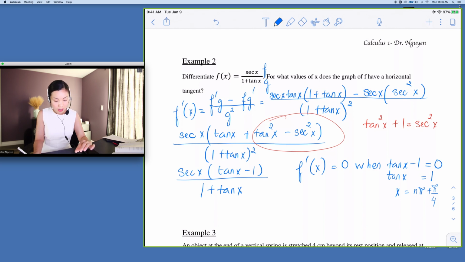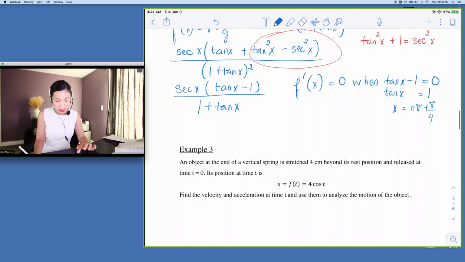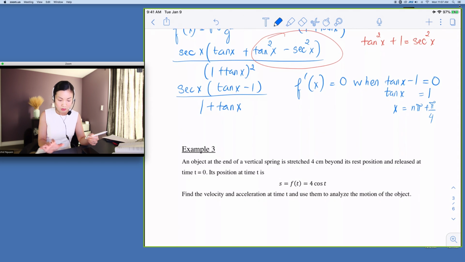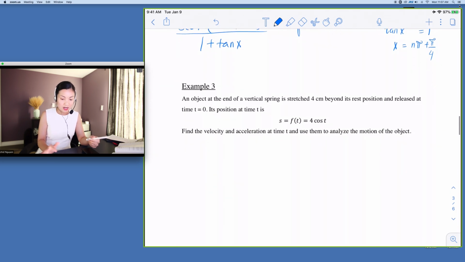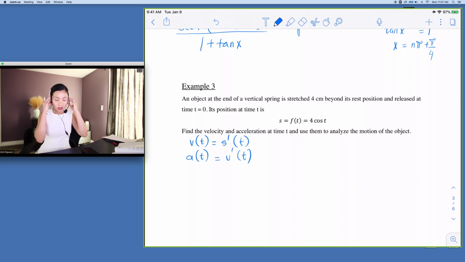Okay? All right, moving on to example 3. Now you can see that once again we go back to velocity and acceleration. Hopefully you still remember the velocity function is the s prime function, and acceleration is the derivative of the velocity. Okay, so just keep that in mind.